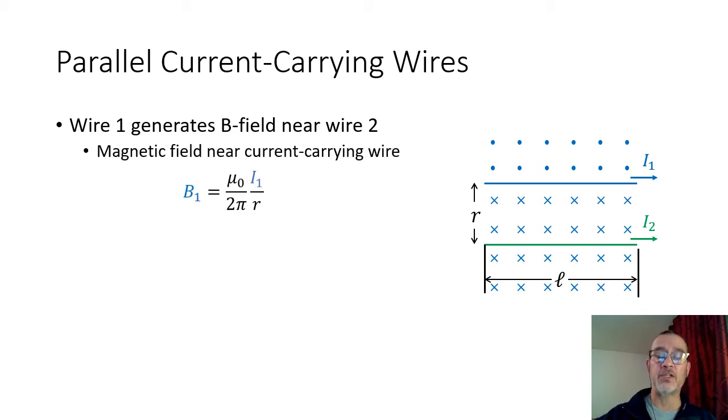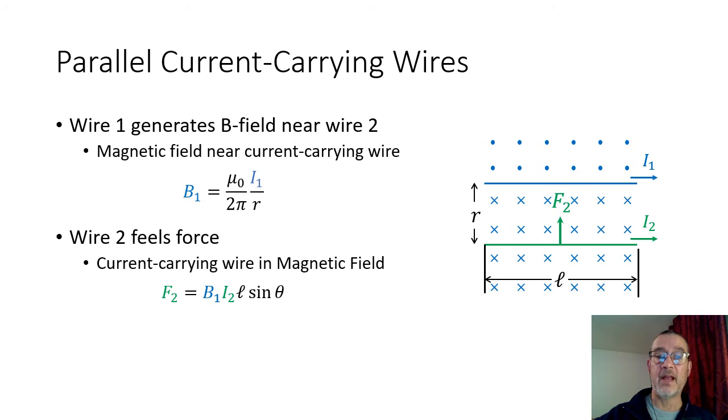Now I have the situation, so for the magnetic field near the current carrying wire, we could use the equation that the magnetic field due to wire 1, so B1, is going to equal mu naught over 2 pi I1 over R, because it is wire 1 that's generating that magnetic field. All right, now we have a wire 2 that's going to feel a force because it is a current carrying wire within a magnetic field.